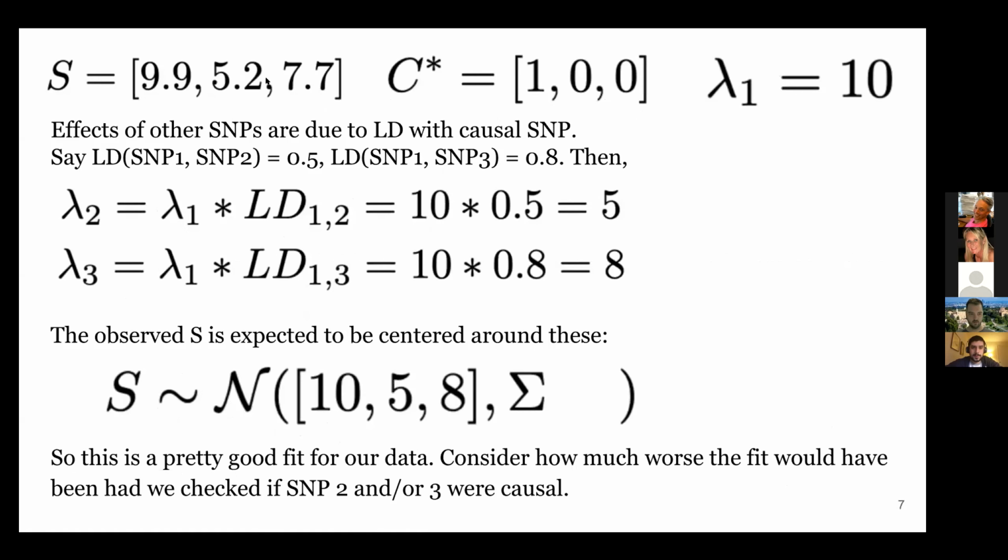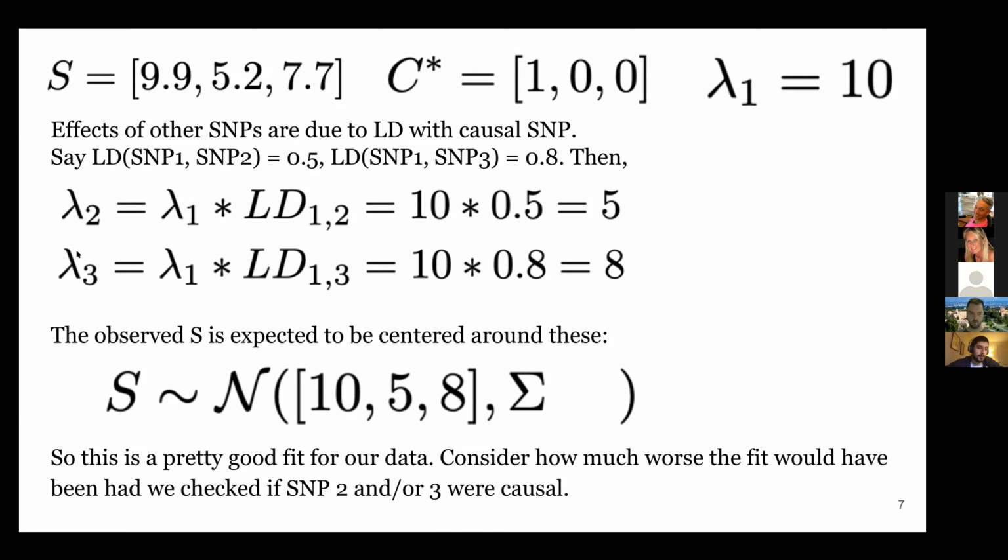And so we have these association statistics, this causal status vector we want to test, and a causal SNP effect size. Then we expect that the effects of the other SNPs on the trait are only due to their LD with the causal SNP. So if we say that the LD between SNPs 1 and 2 is 0.5, and the LD between SNPs 1 and 3 is 0.8, then the effect size for SNP2 is going to be the effect size for SNP1 times the LD between SNPs 1 and 2, so 10 times 0.5 is 5.